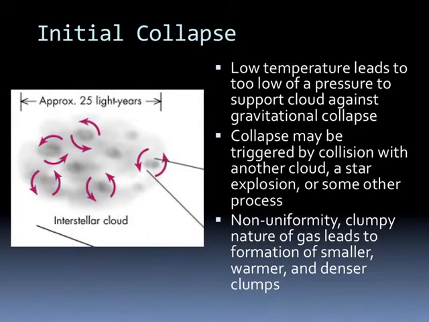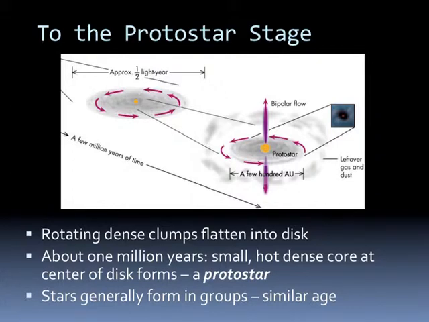So low temperature leads to too low of a pressure to support a cloud against gravitational collapse. Collapse can be triggered, again, by collision with another cloud, a star explosion, or some other process. Non-uniformity, or the clumpy nature of gases, leads to formation of smaller, warmer, and denser clumps. So rotating dense clumps flatten into a disk. In about 1 million years, a small, hot, dense core at the center of the disk forms a protostar.